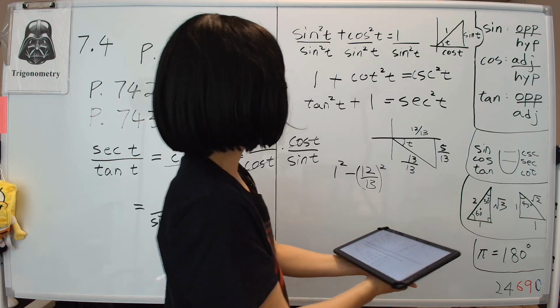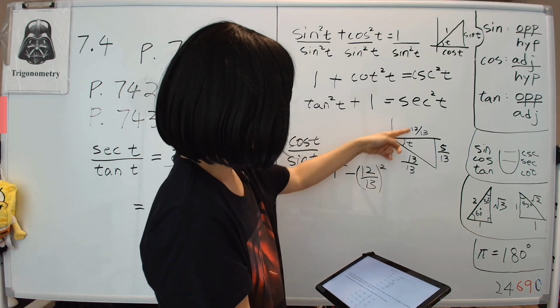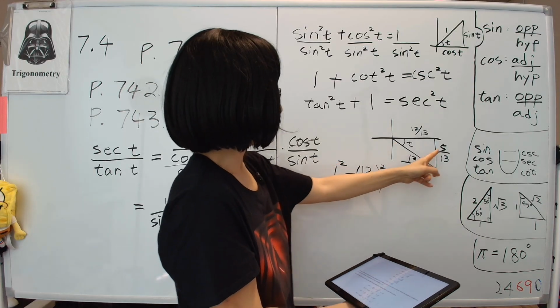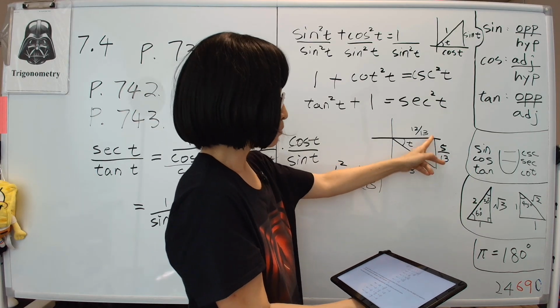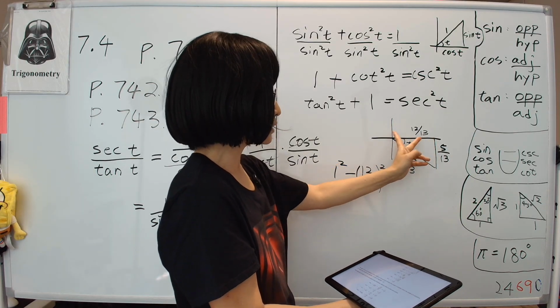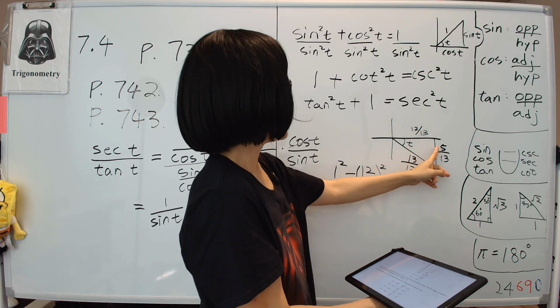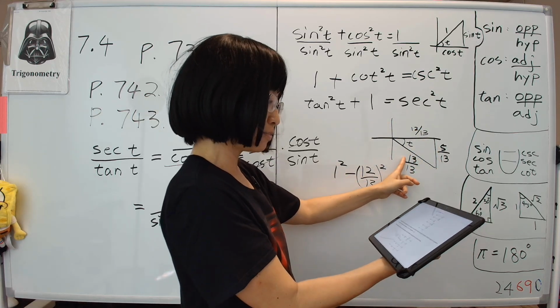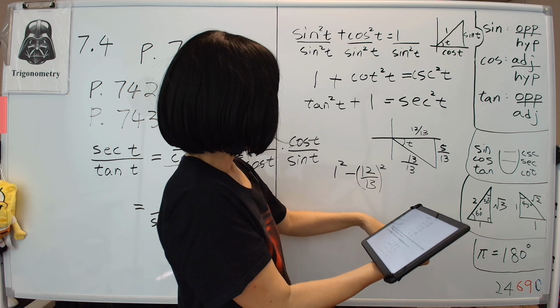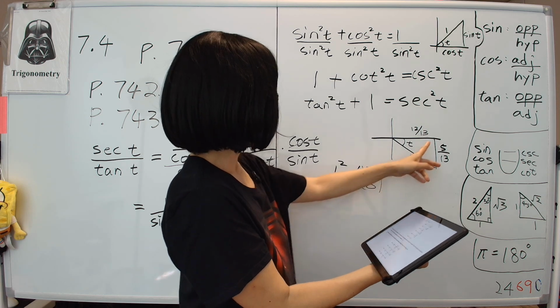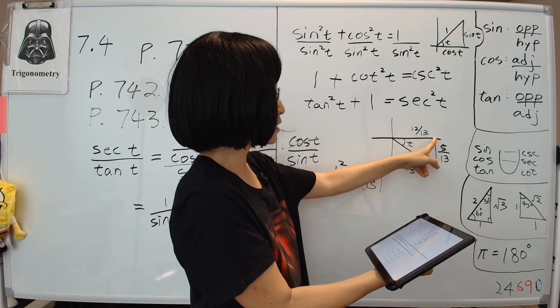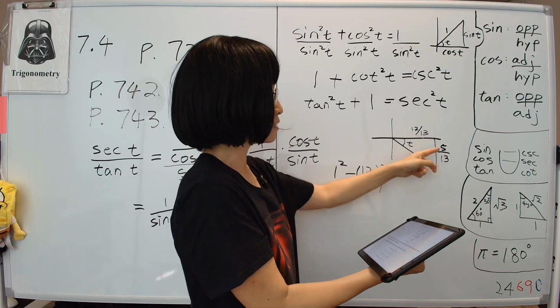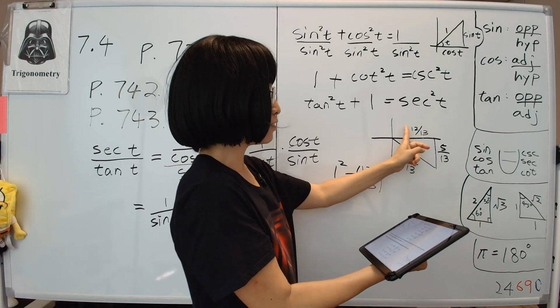Whatever. Doesn't matter, okay? The cosine is 12 over 13. And the tangent is negative, because negative over positive is negative. Tangent is negative 5 over 13. Sorry, 5 over 12, because tangent is opposite divided by adjacent. So it's negative 5 over 12.